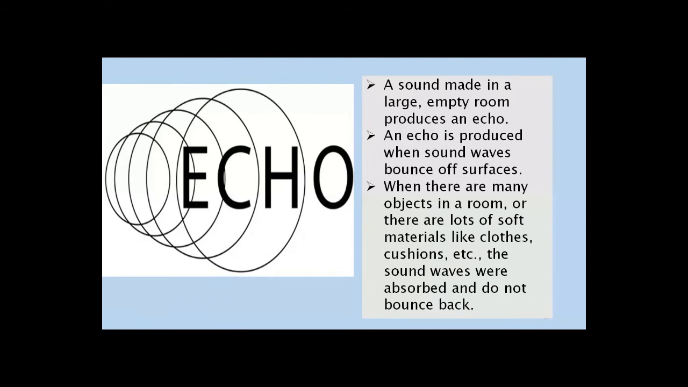Sound can bounce back off a wall just like light can bounce off a mirror. When sound bounces off a surface, we say it is reflected. Echoes are reflected sound. This is the definition of an echo. An echo is produced when sound waves bounce off surfaces, and it is also called reflected sound.